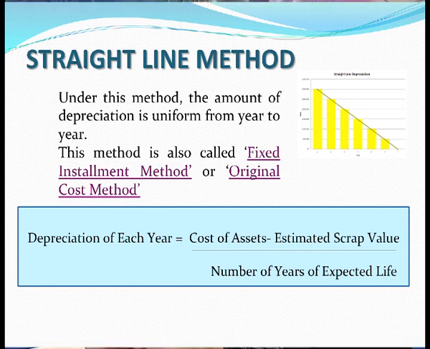So, depreciation of each year under the straight line method is calculated as the cost of the asset minus the estimated scrap value, divided by the number of years of the expected life or the useful life of the asset. This amount which we calculate as depreciation is going to remain constant, it is going to remain uniform. That is why this method is referred to as the fixed installment or straight line method. Now, let us understand this concept by taking a small example.